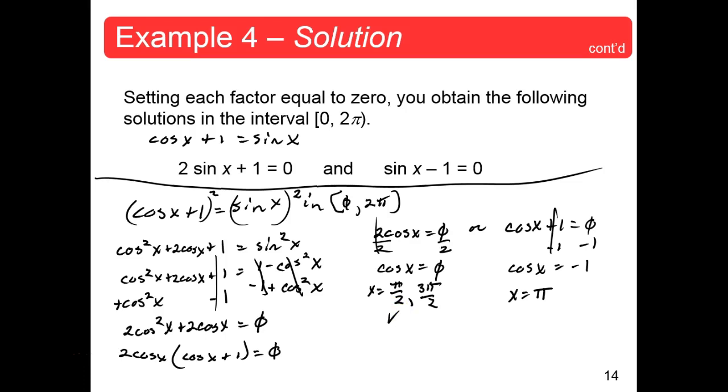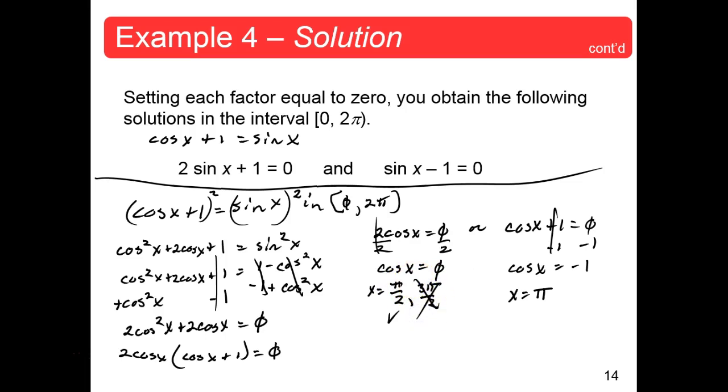Okay? 3 halves pi. What is cosine of 3 halves pi? 0 plus 1 is? And what's sine of 3 halves pi? Negative 1. 1 is not equal to negative 1. You didn't want to do that one anyway, did you? So, you were right. It's not a solution.